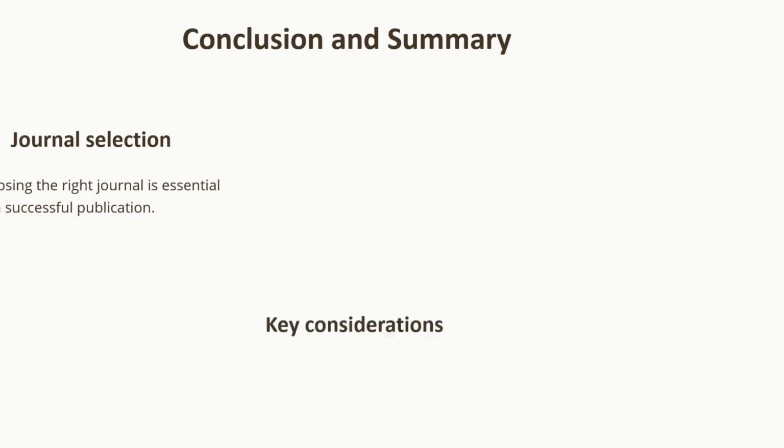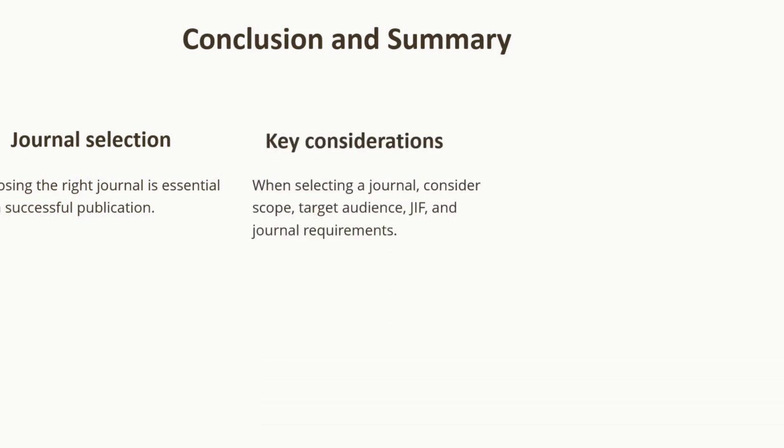So the conclusion is, when selecting a journal, choose the right journal by keeping all these mentioned essential points in mind. The key considerations are: understand the aim and scope, understand who is going to read your paper, what is the journal impact factor, and what are the journal requirements.